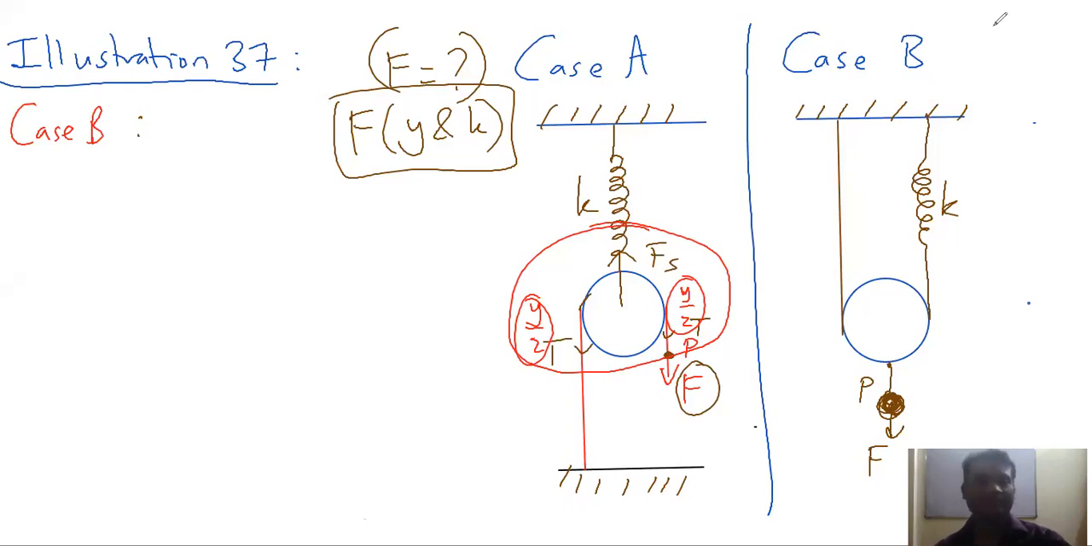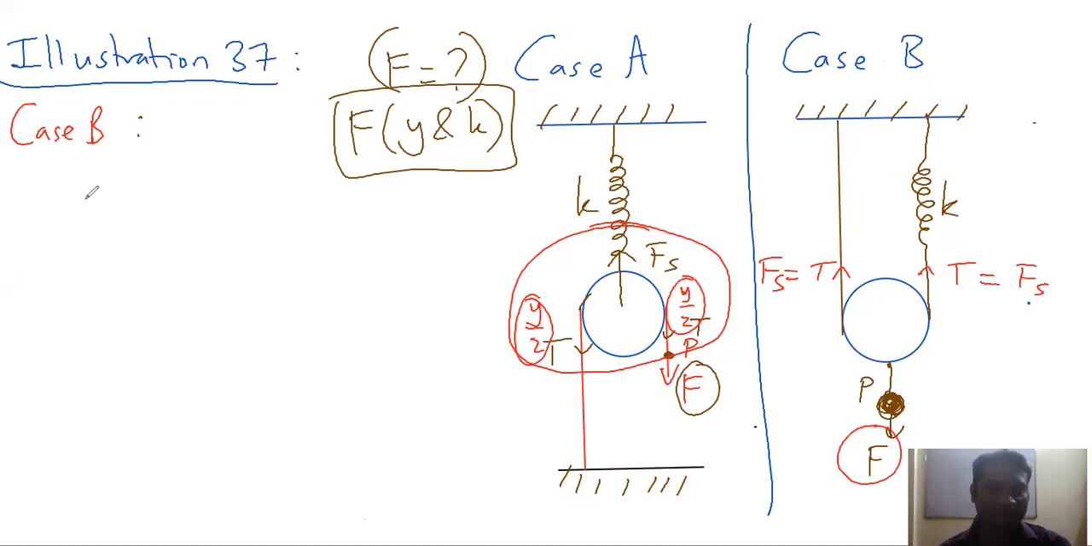In case B, we have various forces. Let us consider the pulley. We will have tension force T, but this tension force will be equal to spring force because spring and tension are connected together. So T is Fs. So T here is also Fs. And here we have force F.